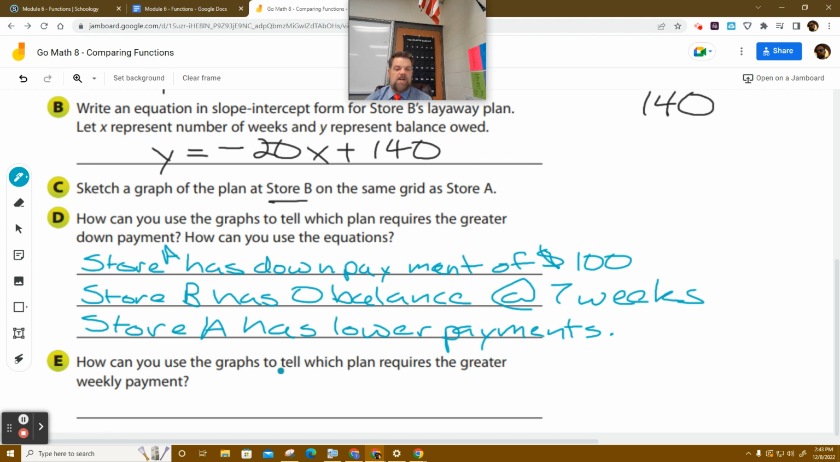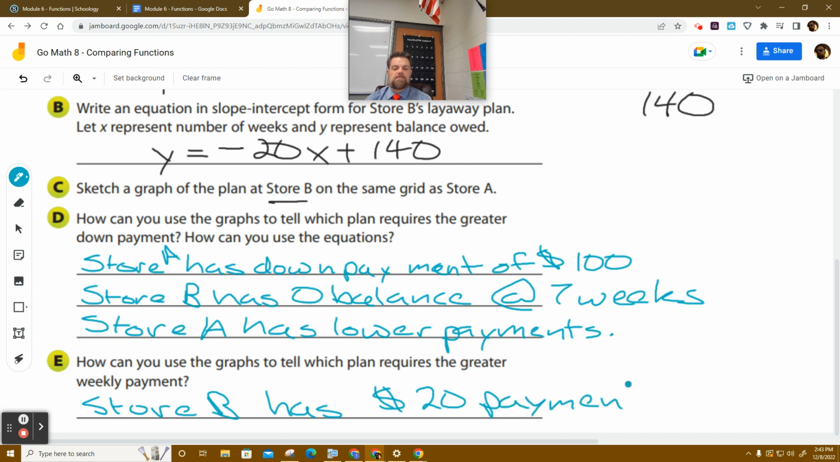It says, how can you use the graph to tell which plan requires the greater weekly payment? Well, you just say Store B has $20 payment. And then just put greater slope, greater rate of change, or greater m. And that is basically it for that one.